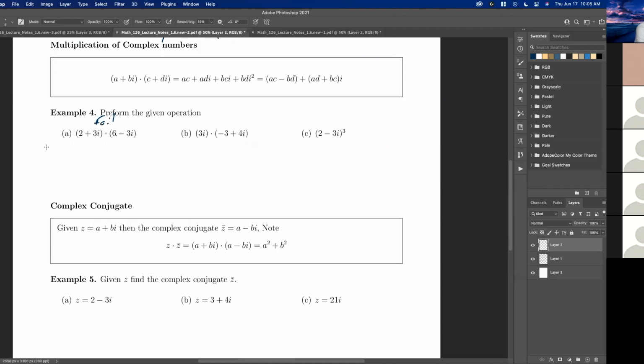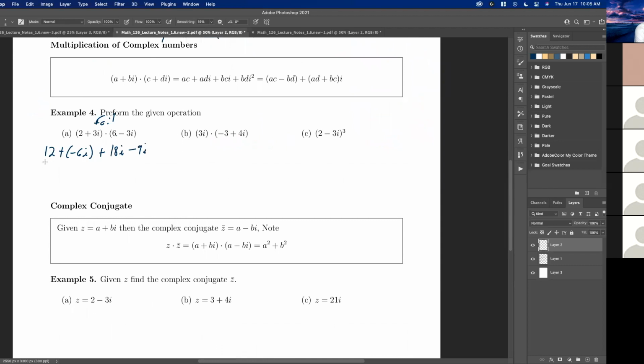So 2 times 6 would be 12, plus the outside. So 2 times -3i would be plus or minus 6i. Plus here we'll have inside. So 3i times 6. So that'll be 18i. And then here we're going to have the last. So 3i times -3i. So this would be minus 9i squared.